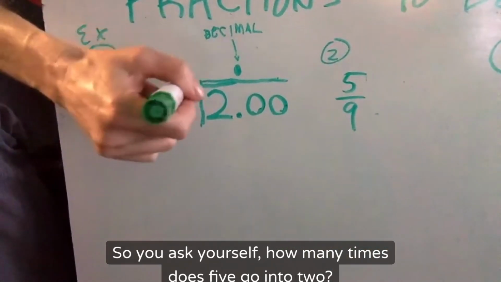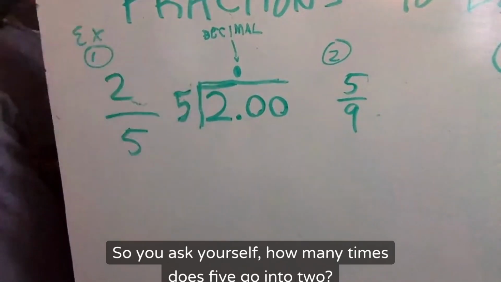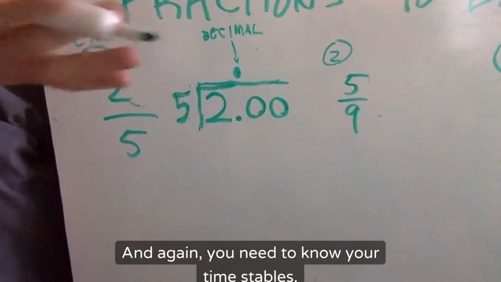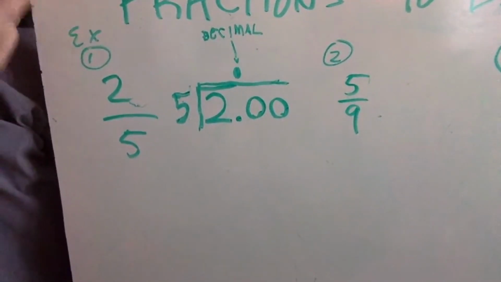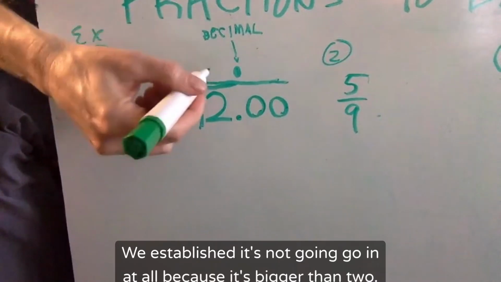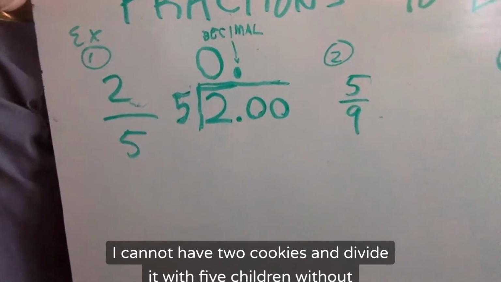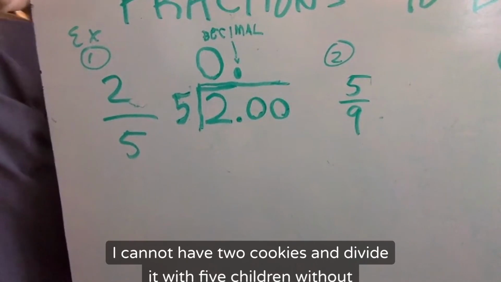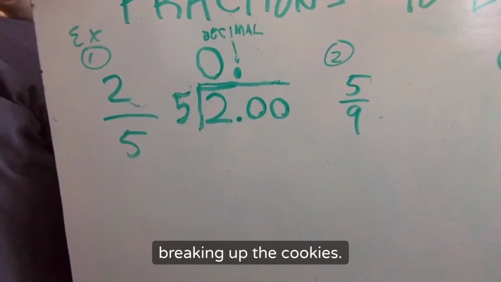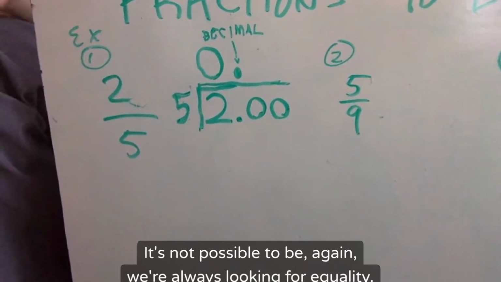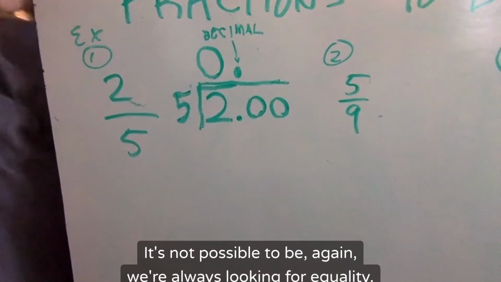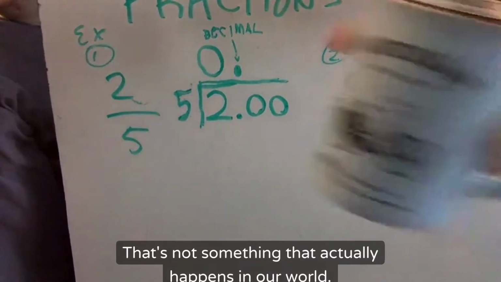So you ask yourself, how many times does 5 go into 2? And again, you need to know your times tables. Well, 5 can't go into 2. We established it's not going to go in at all because it's bigger than 2. I can't have 2 cookies and divide them among 5 children without breaking up the cookies. Again, we're always looking for equality. That's not something that actually happens in our world.